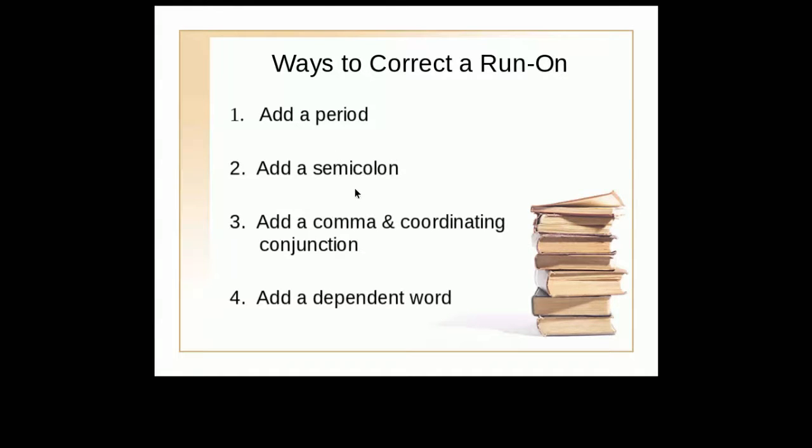You can add a semicolon, and most people say, oh, a semicolon, I hate those things. But they're really easy to use if you know how, and we'll talk about that. You need to add a comma and a coordinating conjunction. We'll talk about that. Or you need to add a dependent word. Remember, independent and dependent. A dependent word depends on the rest of the sentence.